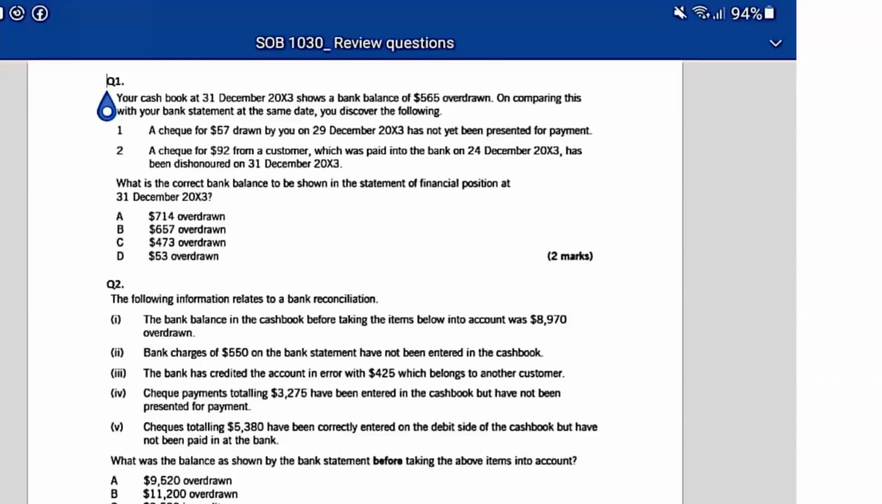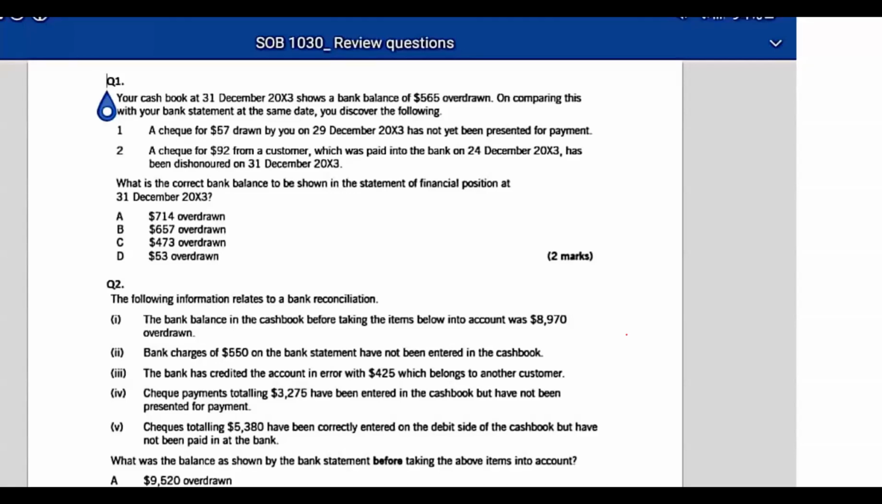All right. So these are the questions that you had. Your cash book at 31st December 2013 shows a bank balance of 565 overdrawn.